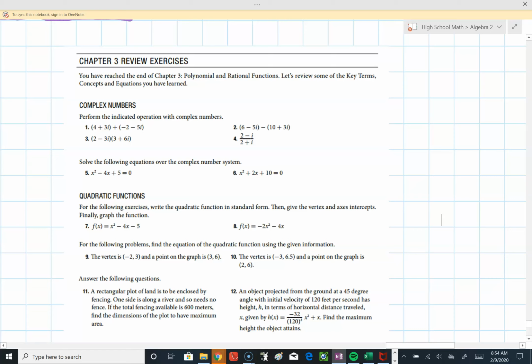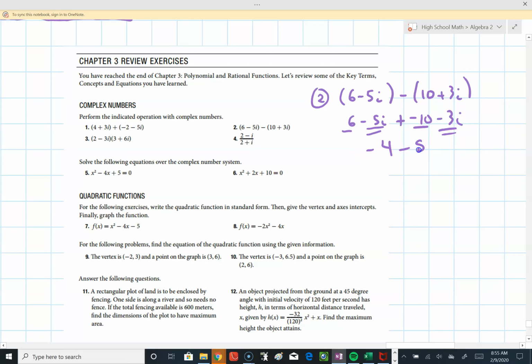Numbers 1 through 4 are operations on complex numbers where we're adding or subtracting. Think combining like terms. Number 2, simply treat the imaginary unit i like it's any arbitrary variable x. When we're subtracting complex numbers, keep the first parentheses the same, changing the addition to subtraction and change the signs or operators in the second parentheses. Now combining like terms. The real part, 6 and minus 10, combines for a minus 4. The imaginary part, minus 5 and minus 3, combine for a minus 8i.